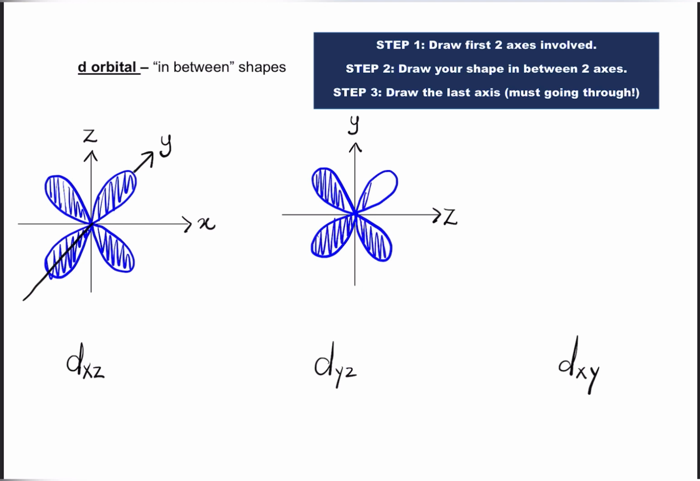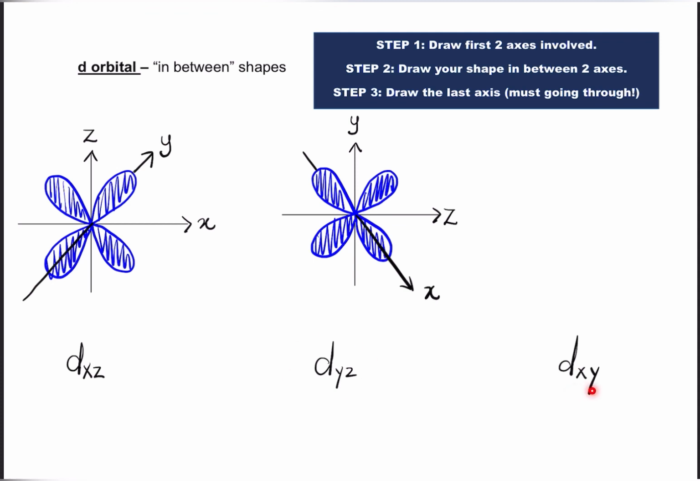After that, the last step, you need to show the last axis. Dalam case ini adalah x-axis going through. So let's go from x coming from behind, passes through the front, like this one. So we have, this is x-axis. Settle for the drawing dyz. Let's go to the last drawing.